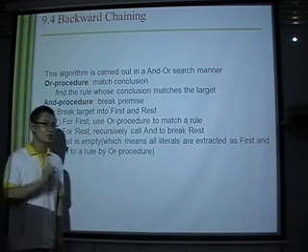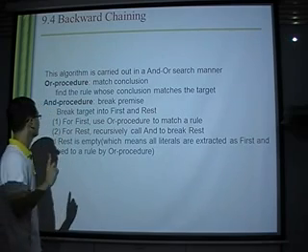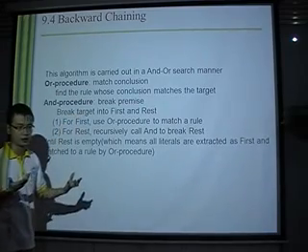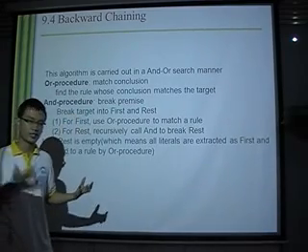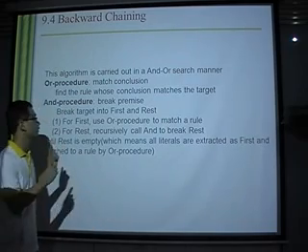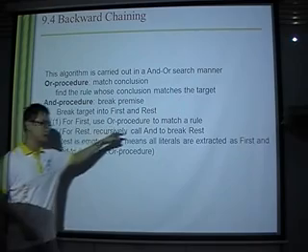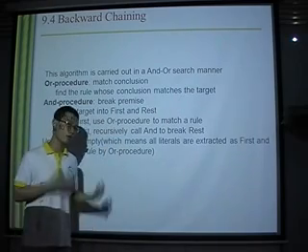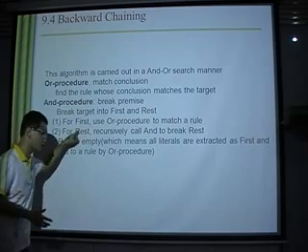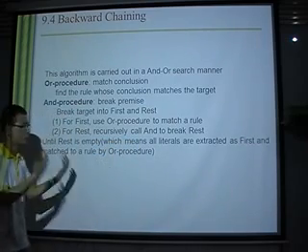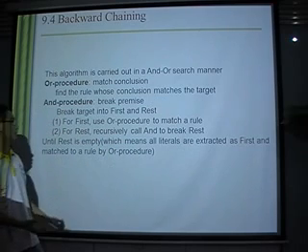And in each step, in each recursion, the AND procedure breaks the target, which is the premise of an implication, into two parts, first and rest. For first, it uses the OR procedure to match a rule, and for the rest, it recursively calls itself to separate until rest is empty.